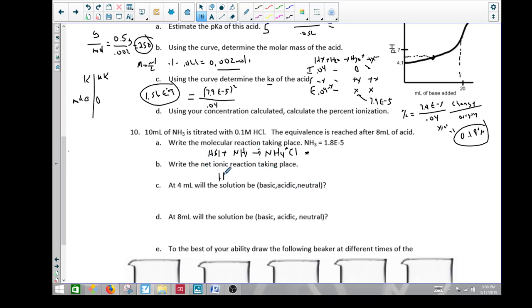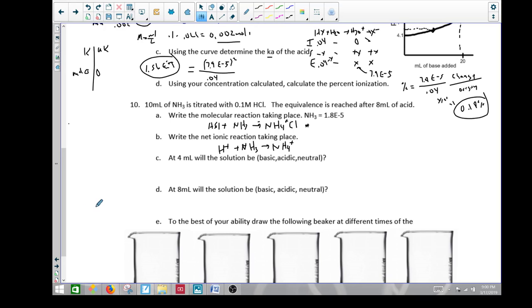It would be simply H+ plus NH3 yields NH4+. At 4 milliliters, will the solution be acidic, basic, or neutral? In this case, at 4 milliliters, we're at the half equivalence point. The Kb for the ammonia is given, and right away, when I see that number, I know it's teeter-tipping on 1.0 e to the negative 7th. My Kb is bigger than my Ka, so at equal concentrations my Kb is winning, and therefore my solution should be basic.